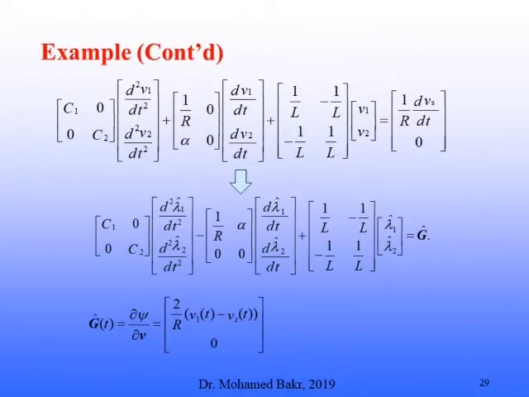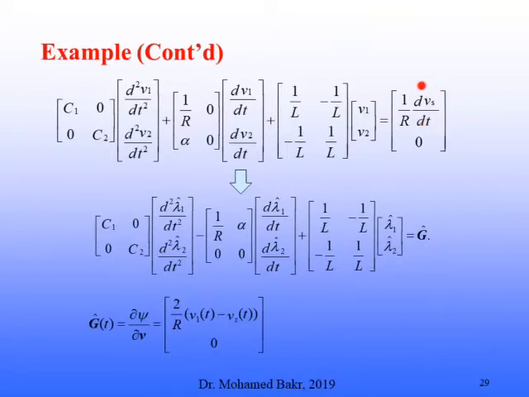So this is how the governing equation of the system looks like. M multiplying E double dot plus N multiplying E dot plus K multiplying E is equal to G. Okay, this is really our original system.